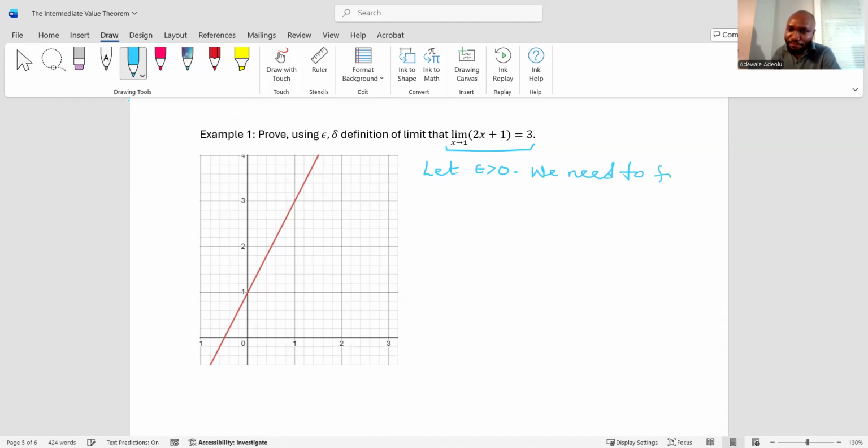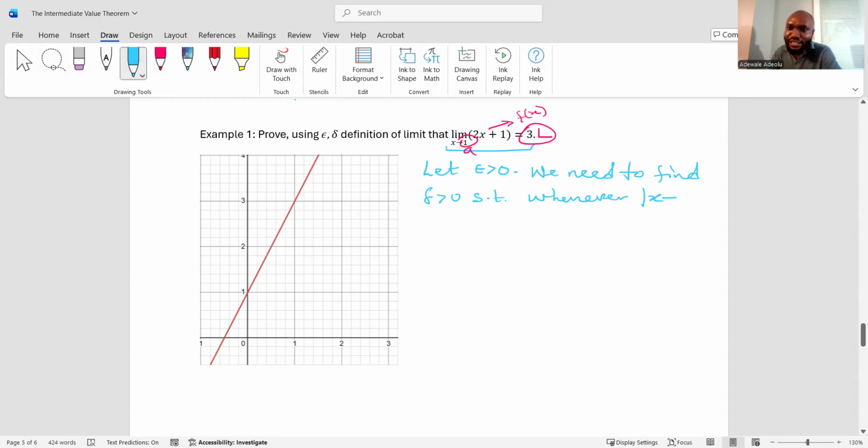To find, we need to find delta, which is a positive number. We need to find a delta such that whenever the distance between our x and, okay, let us label something here. I will claim this is my L. I will claim this is A. I will claim this is f of x. Okay, I hope that makes sense.